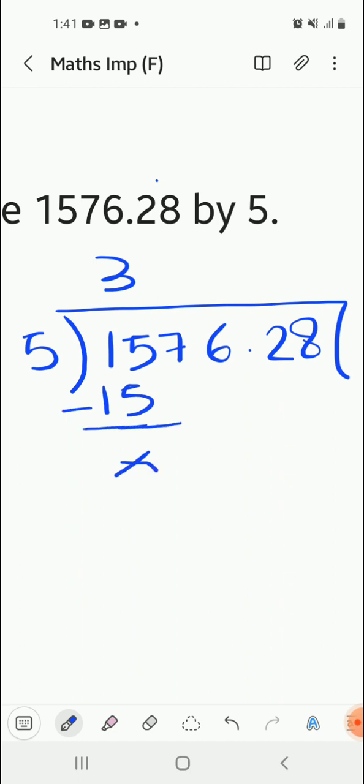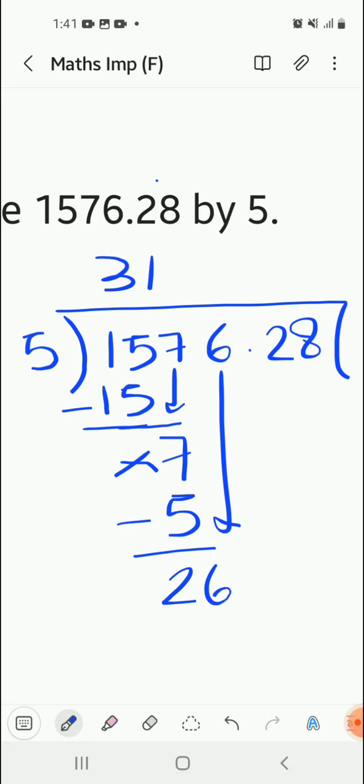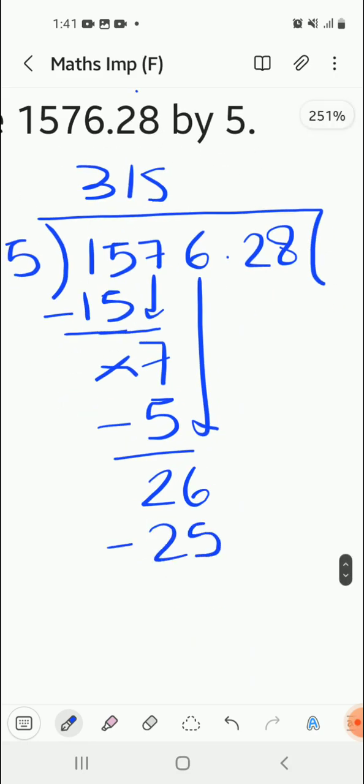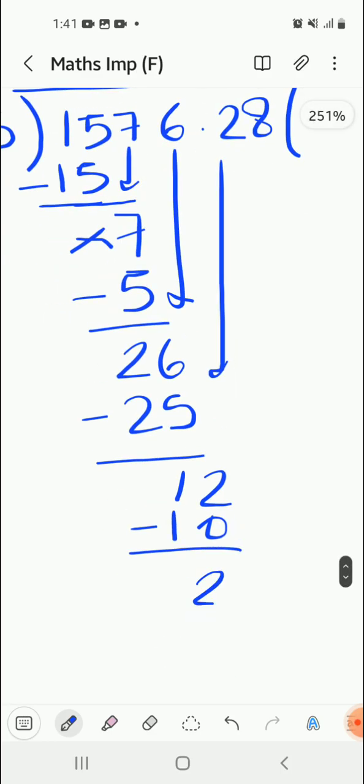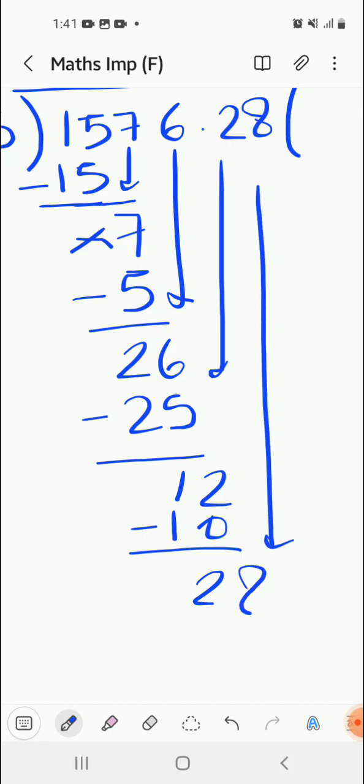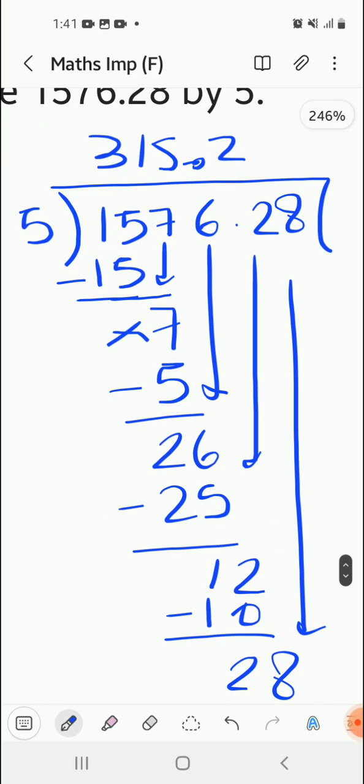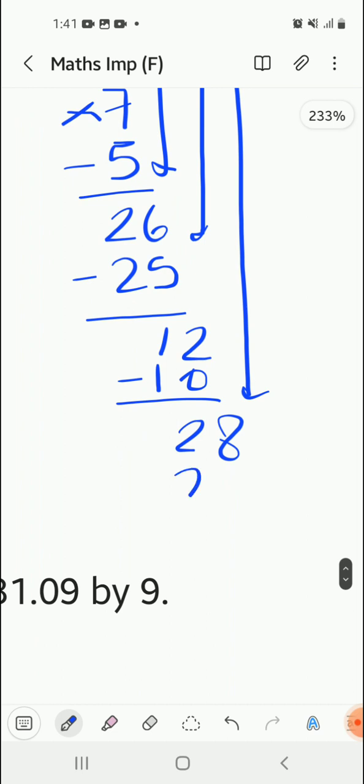Then we have 7. 5 into 1 is 5, so 2. Then 6. 5 into 5 is 25, 1. Then insert a decimal point here. Again, then move 2. 5 into 2 is 10. Then again shift 8. 5 into 5 is 25. Then we have 3.